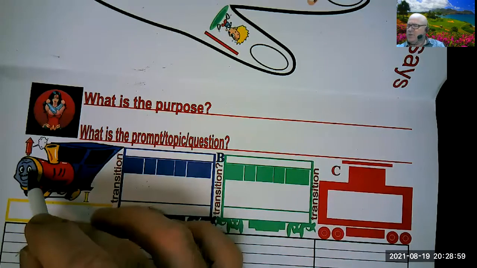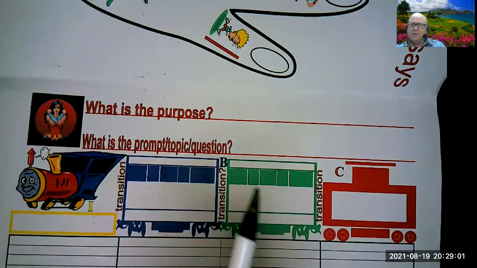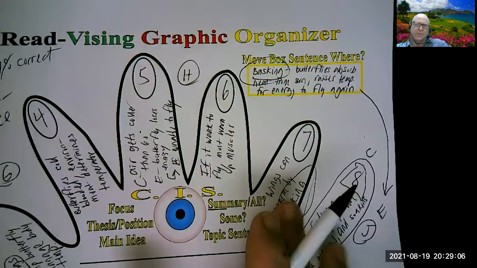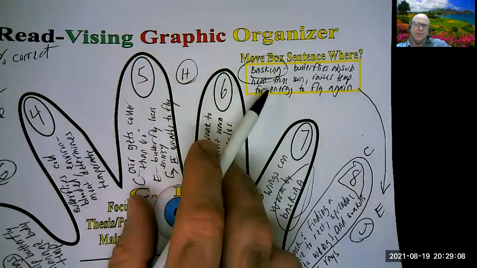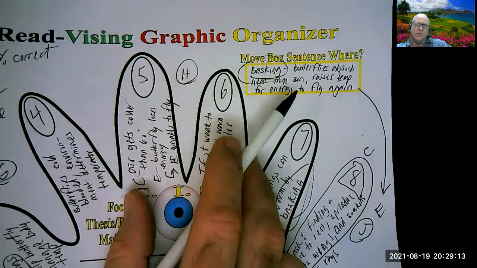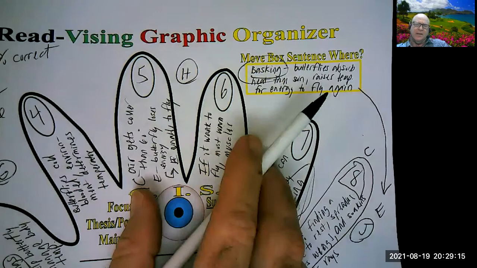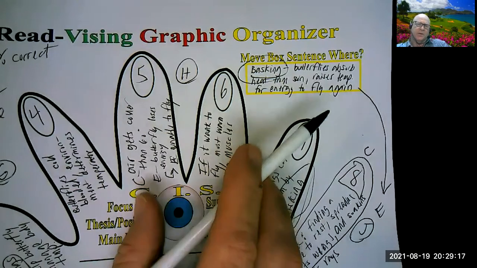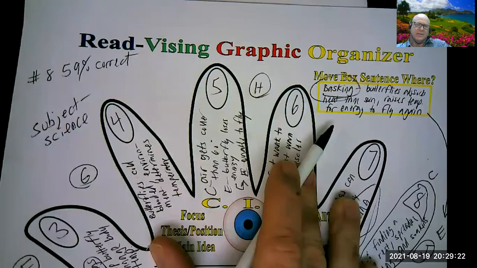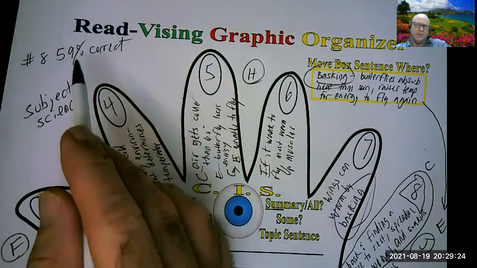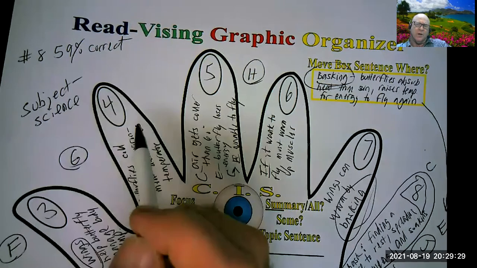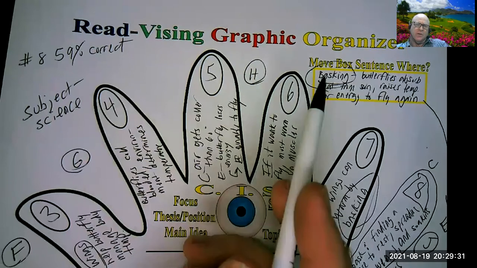All right, so let's take a look and see. I went ahead and wrote the box sentence. Basking, what about it? Butterflies can absorb the heat from the sun, it raises their temperature for energy so they can fly again. So that's an effect. All right, so it got 59% correct in Texas, less than 60%. So apparently it was a difficult thing. Your kids had to read an entire paragraph to figure out where the topic of basking goes.